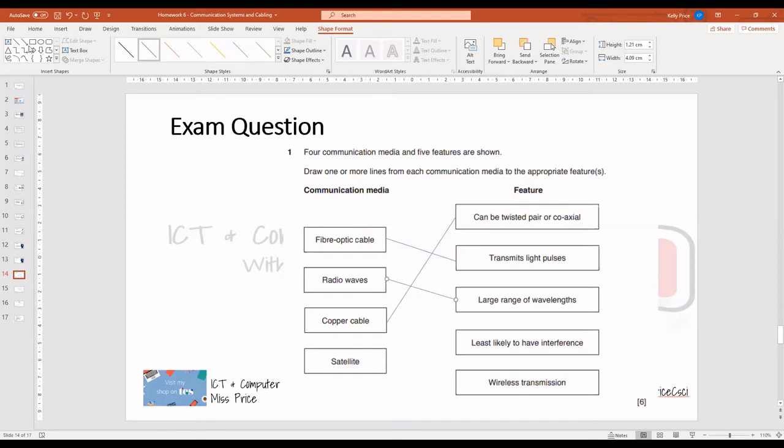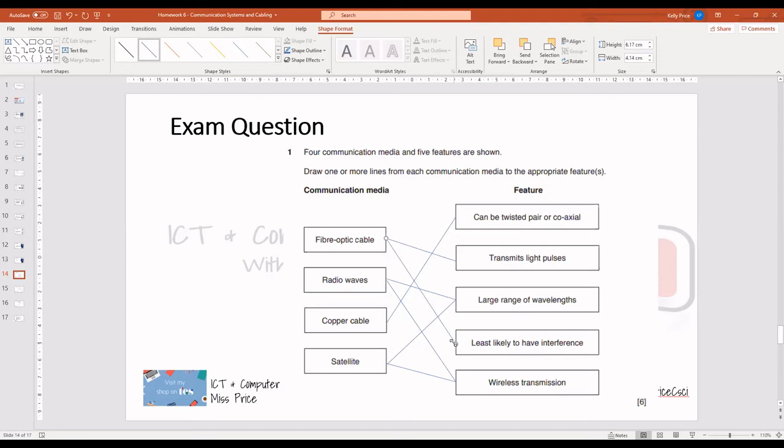I would also say that the satellite and also radio waves would be wireless transmission, and so that would leave satellite. I would say that's wireless too, definitely. And then also it has a large range of radio waves for sure. And the least likely to have interference, I think, is quite obviously the fibre optic cable. Okay, hopefully I've got this right. If I've got one wrong, I've got one wrong.